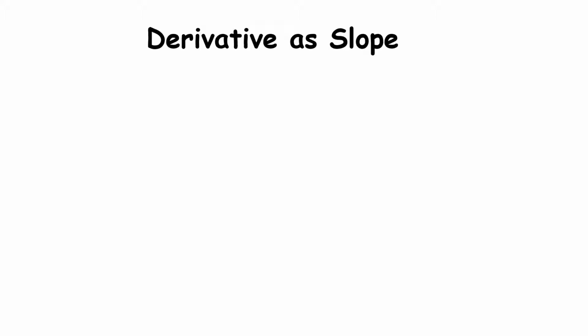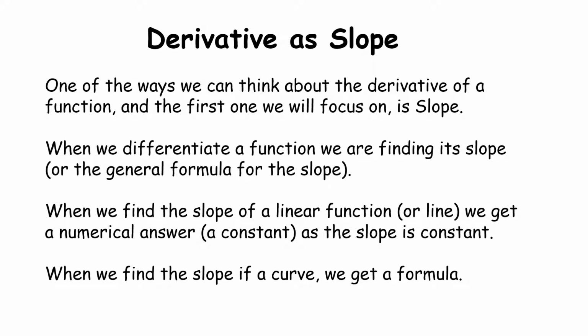So first let's discuss the derivative as slope. One way we can think about the derivative of a function, and the first one we're going to focus on, is slope. When we differentiate a function, we're finding its slope or its general formula for the slope. When we find the slope of a linear function or a line, we get a numerical answer, which is a constant, because the slope is constant. So a linear function or a line has one slope for the whole thing.